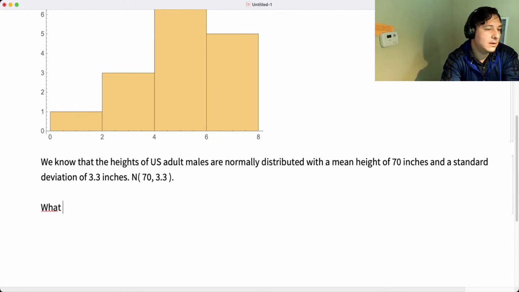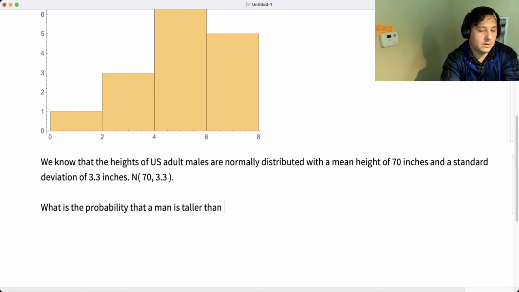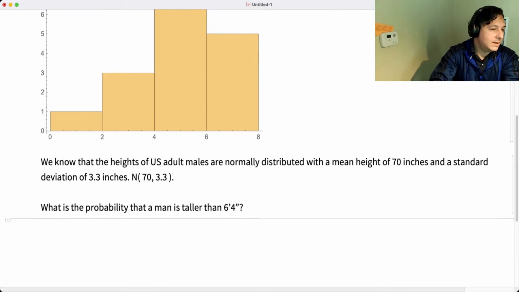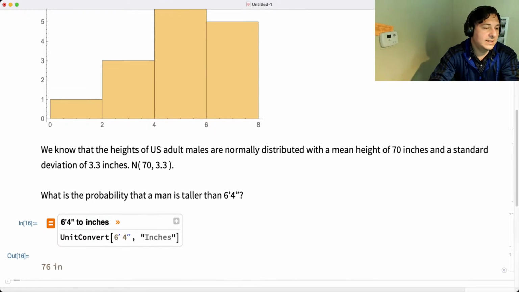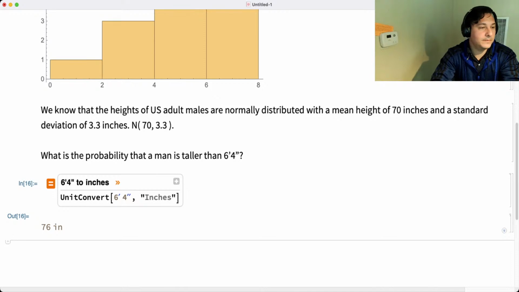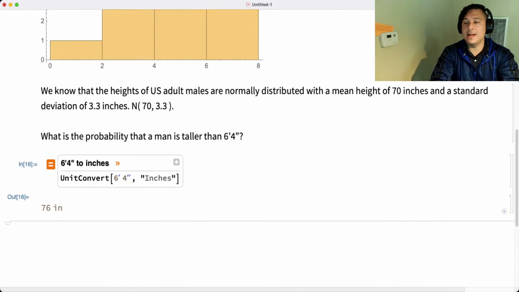what is the probability that a man is taller than 6'4". So first of all, you have to convert that to inches, and Wolfram will do all sorts of cool stuff for you. What I like to do is go to the plus, then the Wolfram Alpha query or the freeform input. So you can do 6'4" to inches. Apparently that's 76 inches. Okay, so we want to know what's the probability that some guy is taller than 76 inches. So we can set this up.